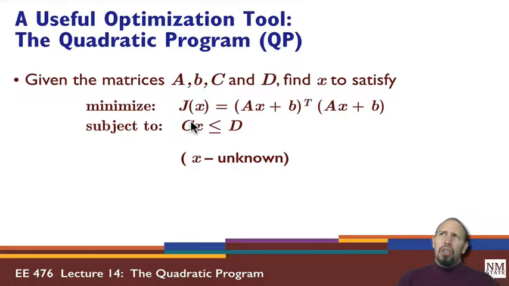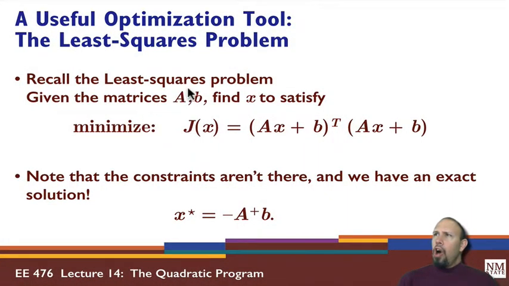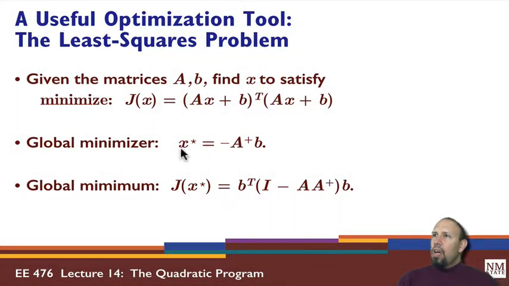So what does the solution to this kind of a program look like? Recall the least squares problem. When you have a quantity like this that you want to minimize, notice that when there are no constraints, we have an exact solution involving the pseudo-inverse of A. If you apply that minimizer, the global minimizer, this is the cost that you get. So we have an exact value for the minimizer, and an exact value for the minimum.